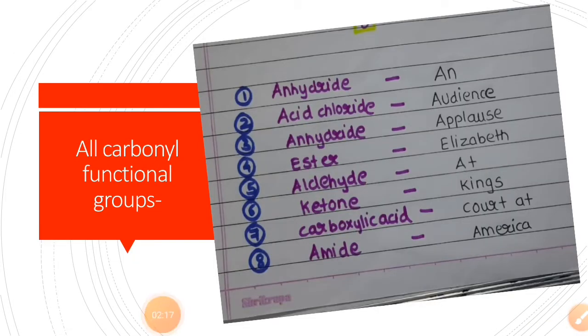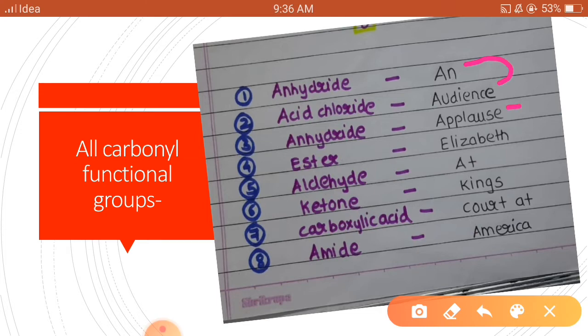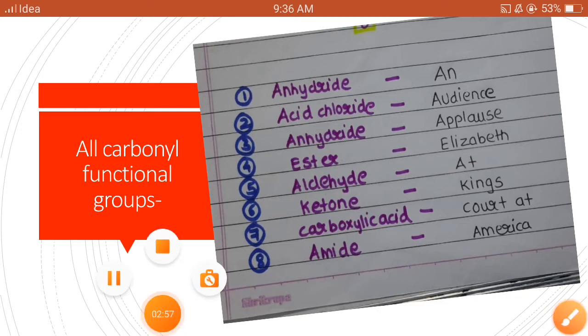Before knowing the carbonyl frequencies, we must know how to arrange all the functional groups in a decreasing order of their frequency. For this I have made a mnemonic. It might help you. The first one is anhydride: An. Acid chloride: Audience. Anhydride: Applause. Ester: Elizabeth. Aldehyde: At. Ketone: Kings. Carboxylic acid: Court. Amide: America. That is, An Audience, Applause, Elizabeth at King's Court at America. After remembering this mnemonic, you can arrange all the functional groups in the decreasing order of the carbonyl stretching frequencies.